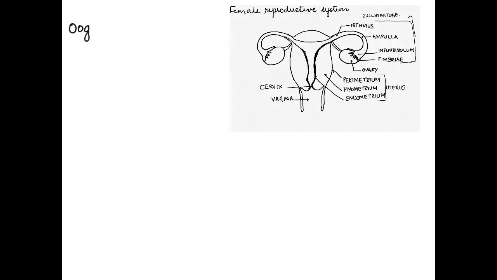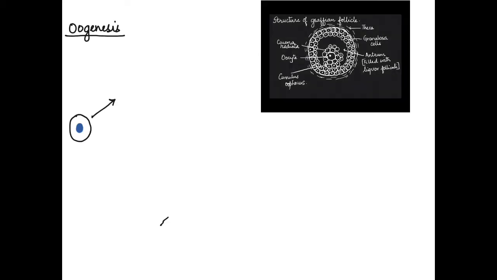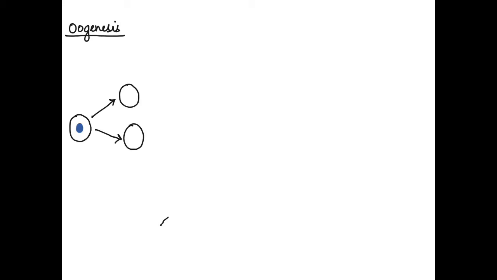In this video, I'm going to talk about the process of oogenesis. Oogenesis takes place in the female reproductive system inside the ovaries. The ovaries show follicles in different stages of development, and the process of oogenesis happens inside these follicles. When the follicle matures to become a Graafian follicle, the oocyte is released from this.